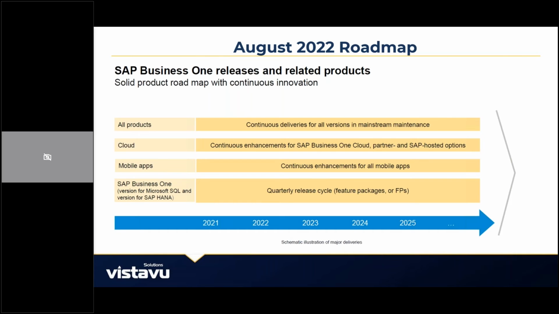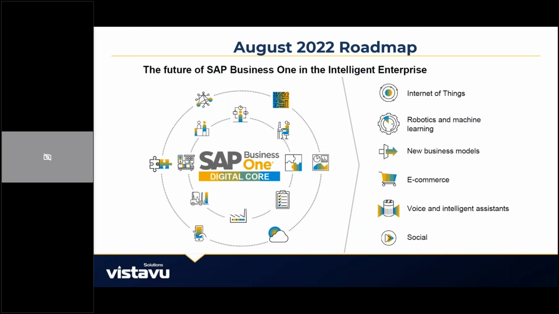In terms of the roadmap, SAP continues to identify and commit to the roadmap. You can see we're at 2025 and beyond. So we continue to be able to work with the cloud, with the mobile apps, as well as SAP Business One for both SQL and HANA. And they've updated the view here of SAP Business One as the digital core.